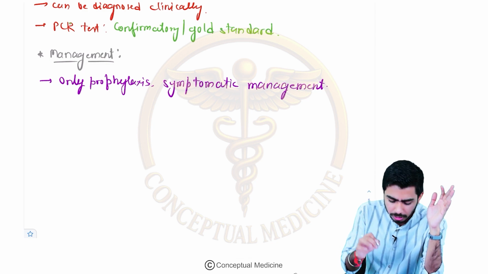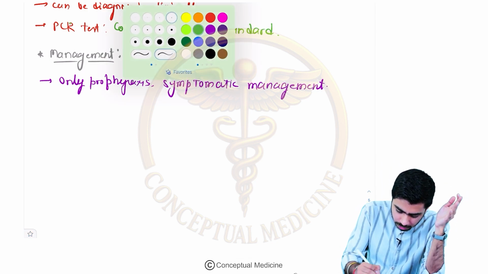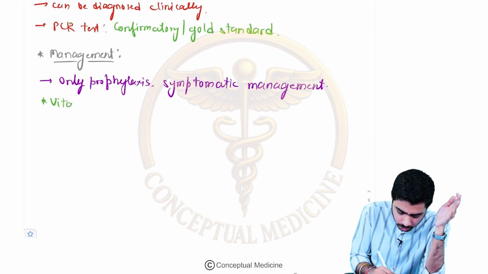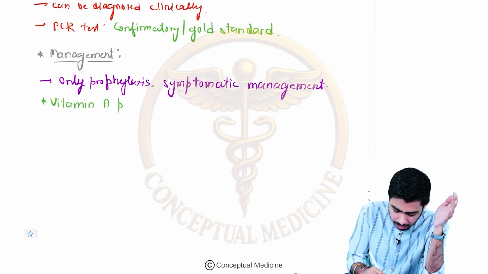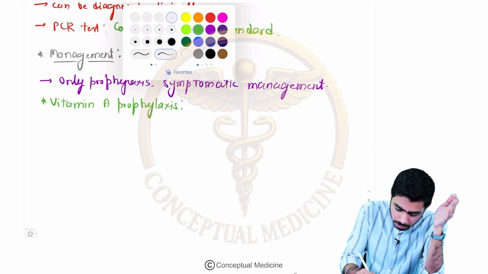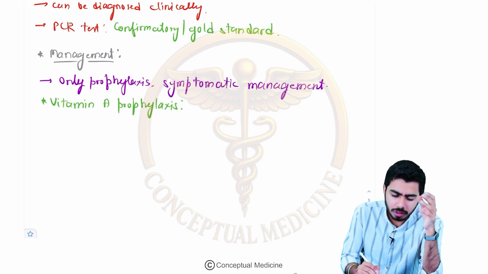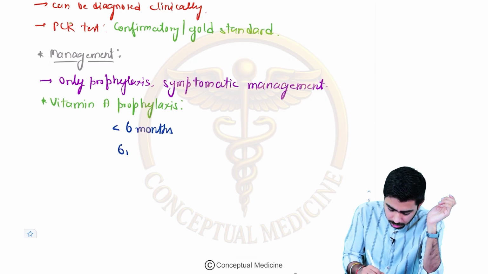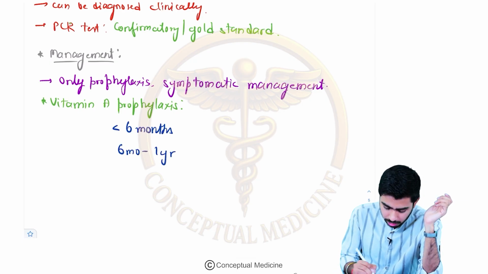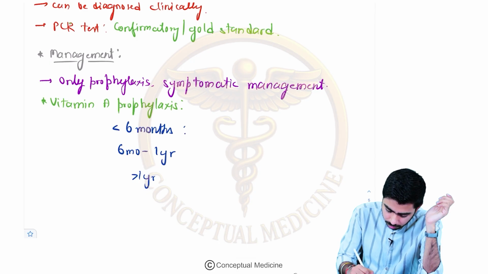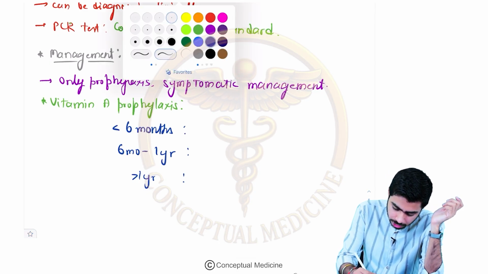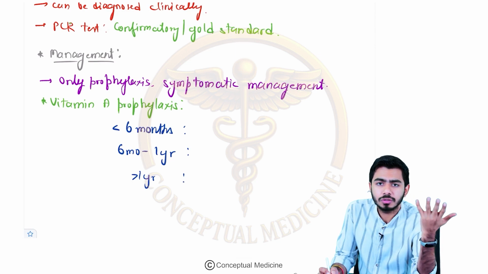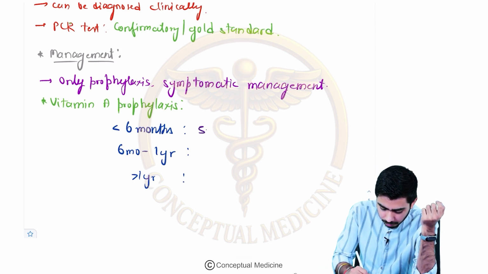Okay, if you talk about the prophylaxis part, one very important prophylaxis we might talk about is the vitamin A prophylaxis, because that has a role in these patients. So vitamin A prophylaxis we are giving in the measles patient. If you talk about the vitamin A prophylaxis over here, we have age patterns: less than 6 months, 6 months to 1 year, and more than 1 year. So what will you be giving in these kinds of cases? If less than 6 months, then you will be giving 50,000 international units.